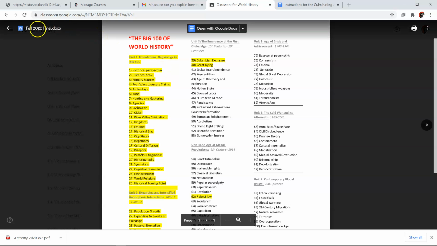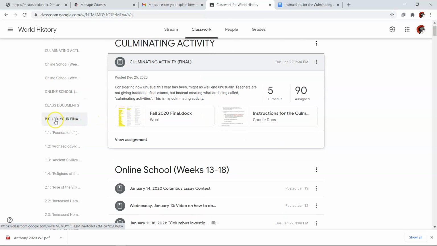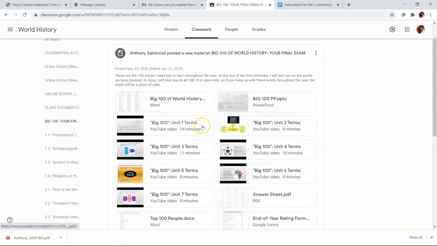Now, if you are really struggling, you can go to this section, the Big 100, your final, and what you will see here are video breakdowns of all of the words. This is Unit 1, in which all of the words are highlighted. This is Unit 2. You're not going to be fiddling with 4, 5, or 6, so if you're not sure of one, you can either watch the video or click on this PowerPoint to explain it.